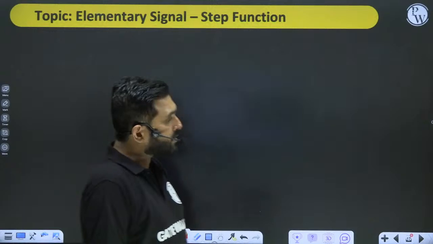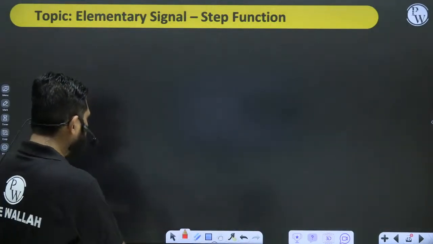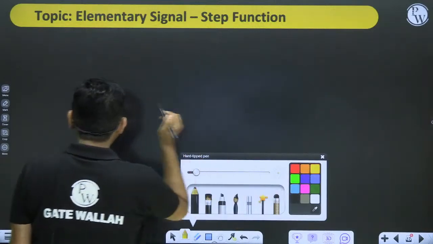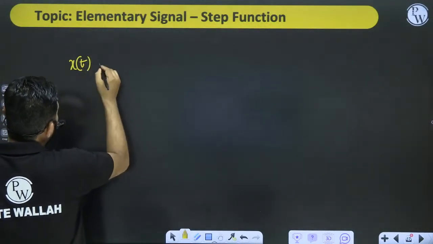Now, this is the function. This is one application of the step function. Another application would be, see here, suppose I have x of t. x of t is plotted.